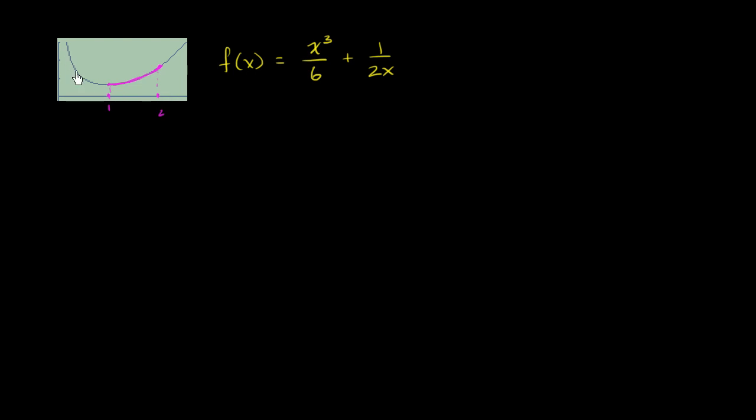This right here is the graph of y is equal to x to the third over 6 plus 1 over 2x. And what I want to do in this video is figure out the arc length along this curve between x equals 1 and x equals 2. And so we've already highlighted that in this purplish color.